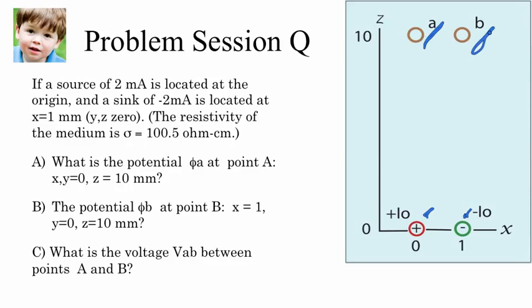Now you notice that although this diagram is not to scale, it gives you the idea that the separation along the x-axis between the source and sink is small, only 1 unit. And both the source and sink are a long ways away from either field point A or field point B, because field points A and B are 10 units away on the z-axis.